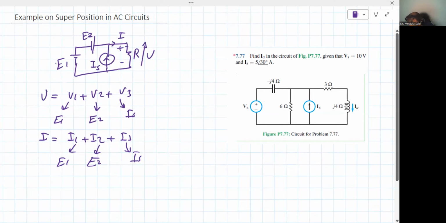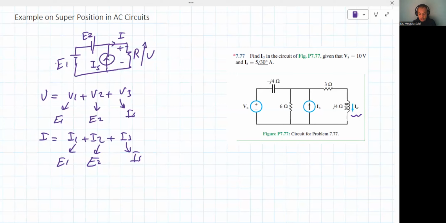Okay. So the superposition tells you that if you cancel all the sources and keep one source, you're gonna get the component or the effect of that source on that element in current and the voltage. Then you repeat the same with all other sources, add them together, and you get the full voltage and the full current of that component that you wish to solve for. Okay. In our case here, we want to solve for IA.